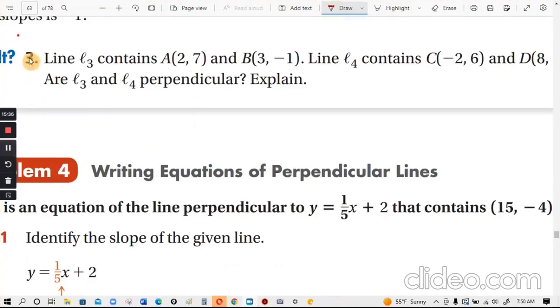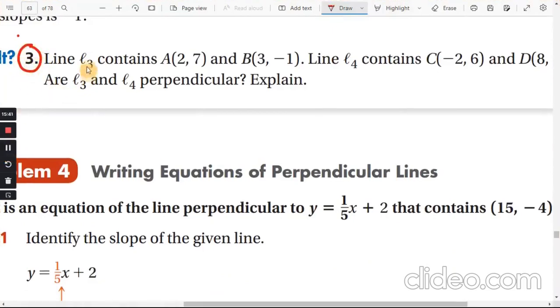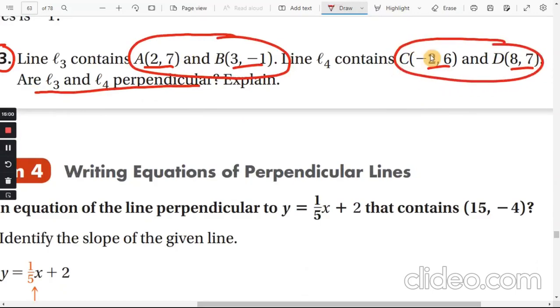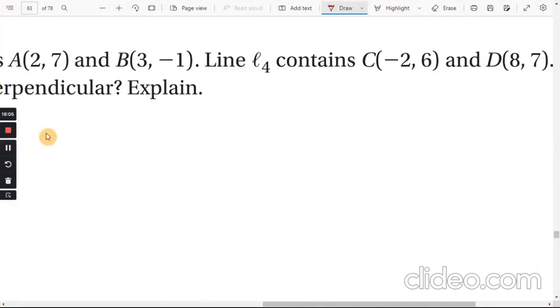Okay, so please pause and try got it problem number 3. It says line 3 contains 2, 7 and 3, -1. Line 4 contains -2, 6 and 8, 7. Are they perpendicular? Okay, so I want you to find the slope of those two and then find the slope between those two and then take the negative reciprocal and see if it matches. All right, so again, just find the slope between these two and take the negative reciprocal. See if it matches, please.